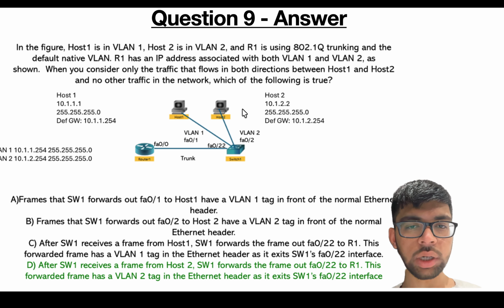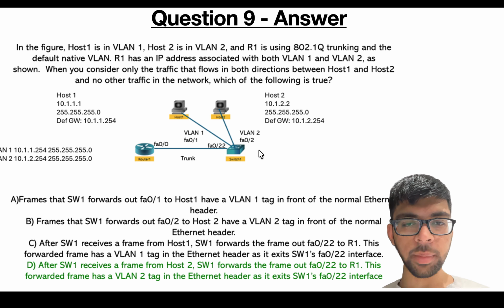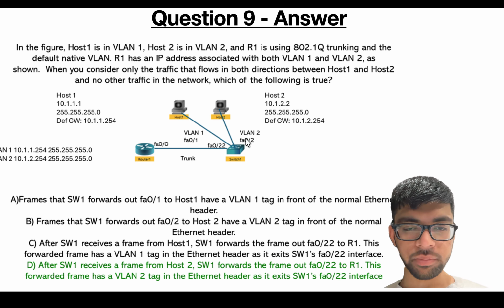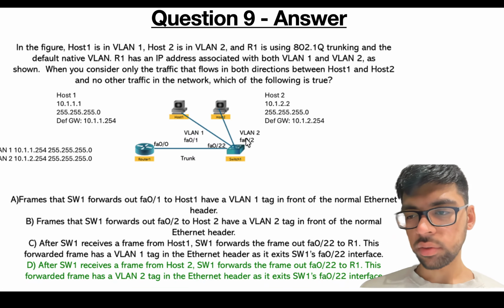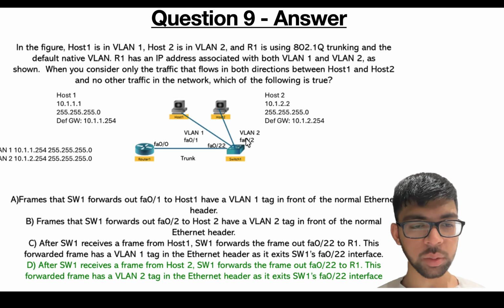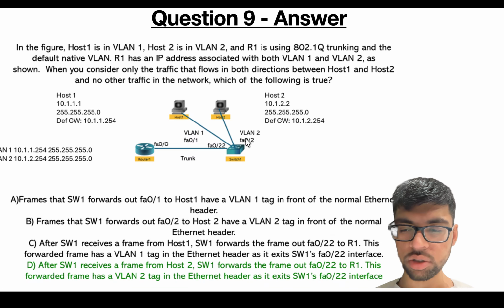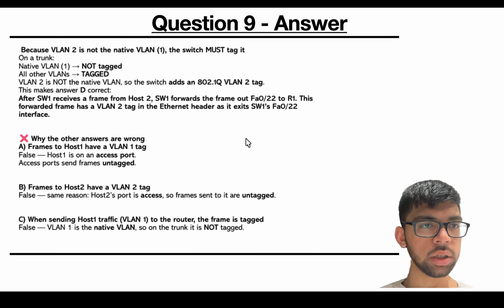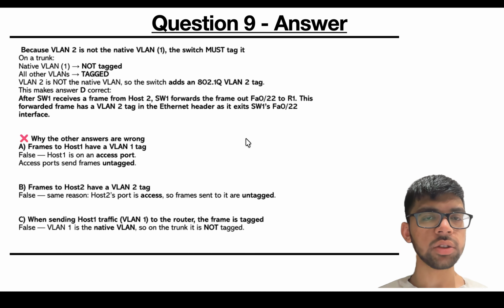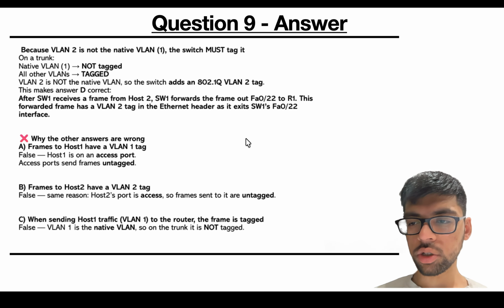D is the only correct answer. VLAN 2, that's not the native VLAN. That can send tagged frames. You can send tagged frames over that VLAN, but you can't send them over VLAN 1. For VLAN 2, that's fine. So that can be true. That is true, and that's the correct answer. VLAN 2 is not the native VLAN. Switch must tag it on a trunk. Remember, it's about the trunk there.